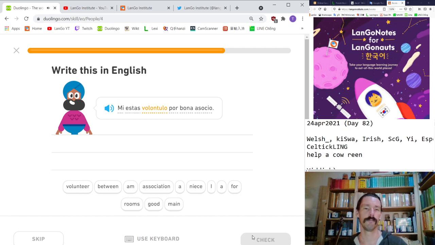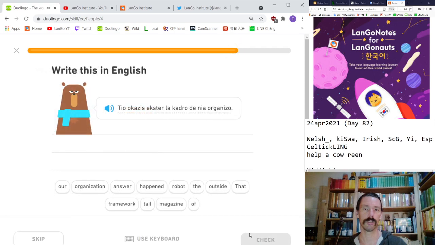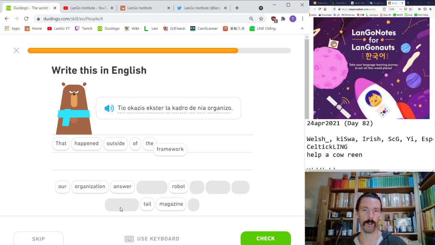Mi estas volontulo por bona asocio. Volunteer for bona asocio, good association. Tio okazis ekster la kadro de nia organizo. Tio okazis ekster la kadro. Okazis, past tense verb. That occurred, it happened, ekster, outside of, la kadro, framework, de nia organizo. Outside the framework of our organization.